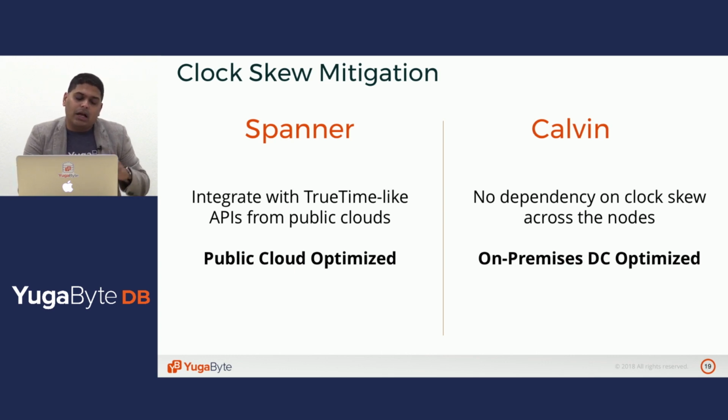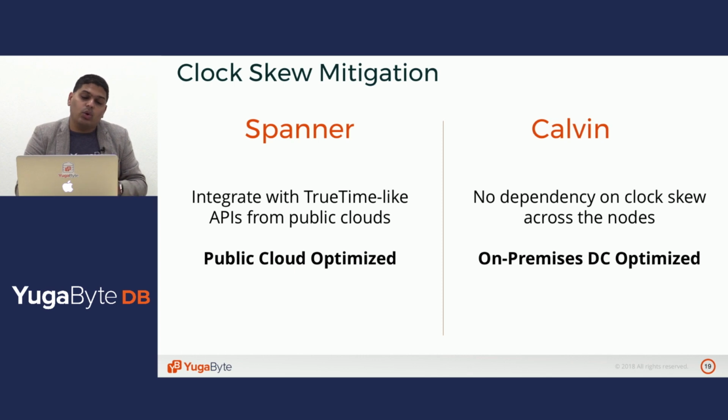Clock skew mitigation. It's a very important problem. The way Spanner derivatives optimize for clock skew is they try to integrate with true time-like APIs available from Amazon, Google, Azure. Each of the public clouds are very much invested in making those APIs available to workloads running on them so that more distributed applications can be brought onto those public clouds. So as a result, Spanner architecture is more optimized for the public clouds where the clock skew can be bounded even better than the traditional NTP approach using the APIs of the cloud platforms themselves.